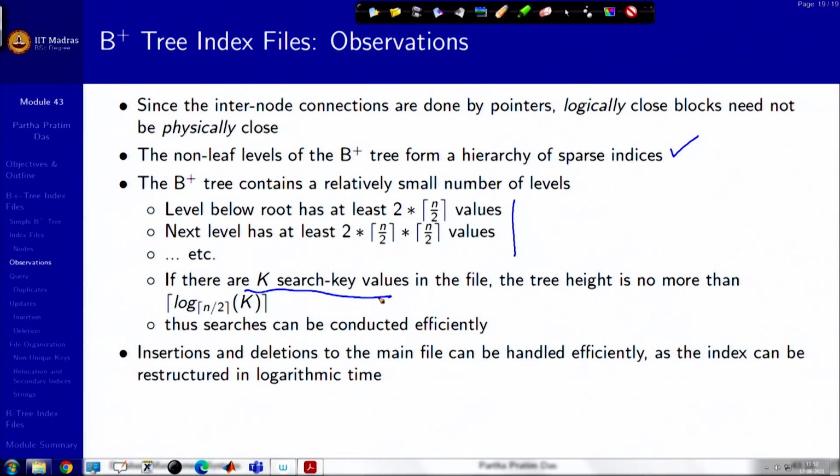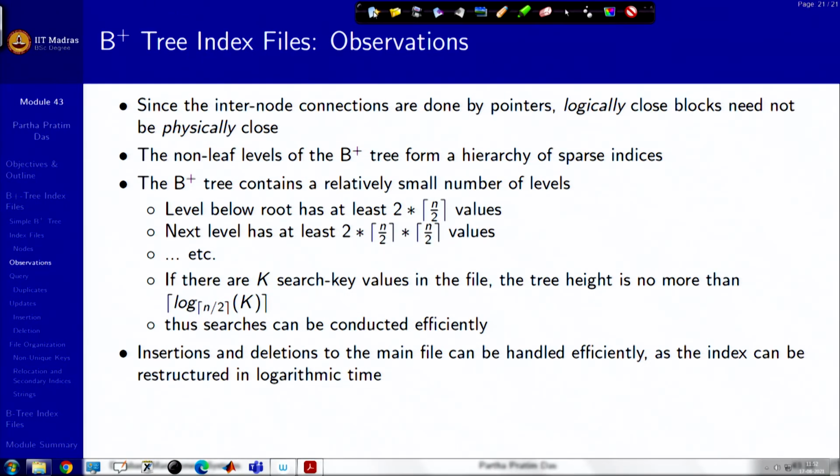So, if there are k search key values, given that any node must have at least n by 2 keys, it will have n by 2 pointers, that is n by 2 children, at the least. It will usually have more, right. So, now your base of the logarithm becomes n by 2, right. But if it is more, the value actually will be less than k, but this is the highest possible value.